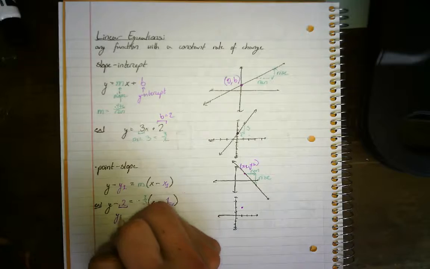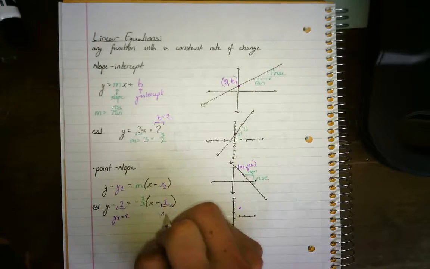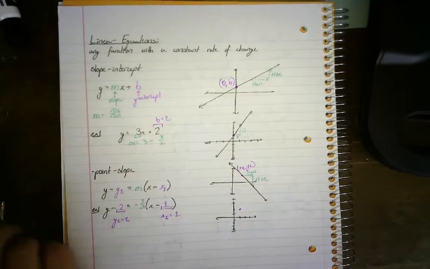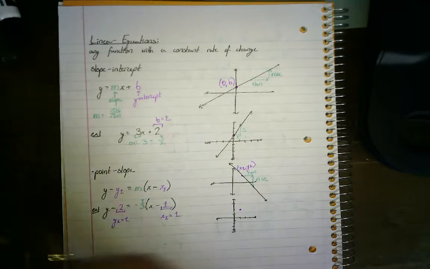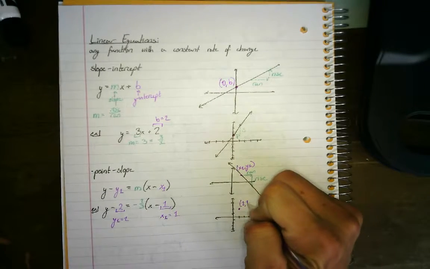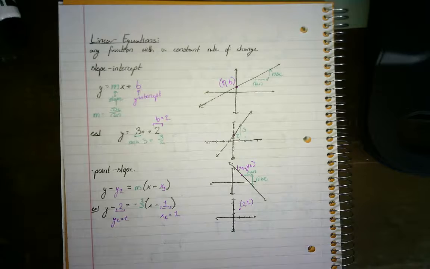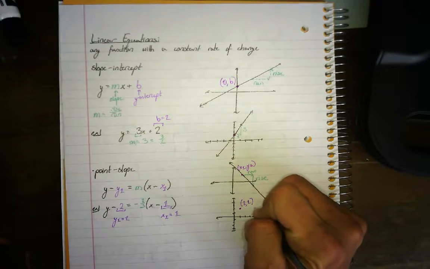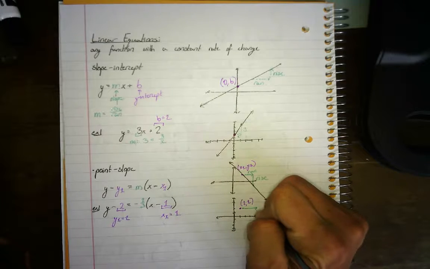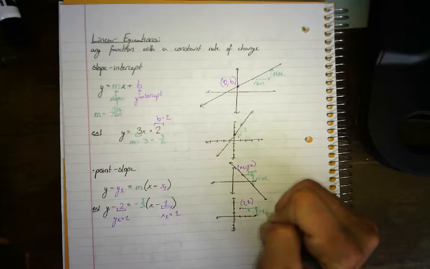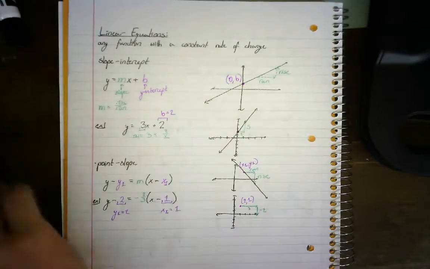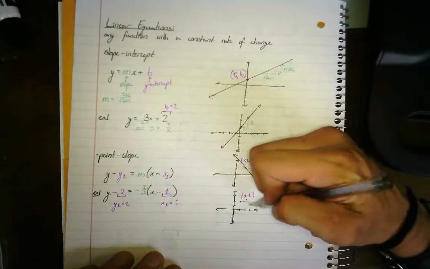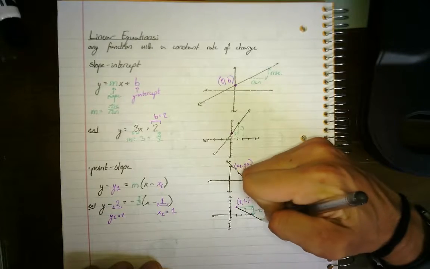So y1 is equal to 2, x1 is equal to 1. So I've got 2, 1. We use our rise over our run. We know we step to the right 3 spaces, 1, 2, 3, and then downwards 2 spaces to get our second point. And there we have it. We have our line.